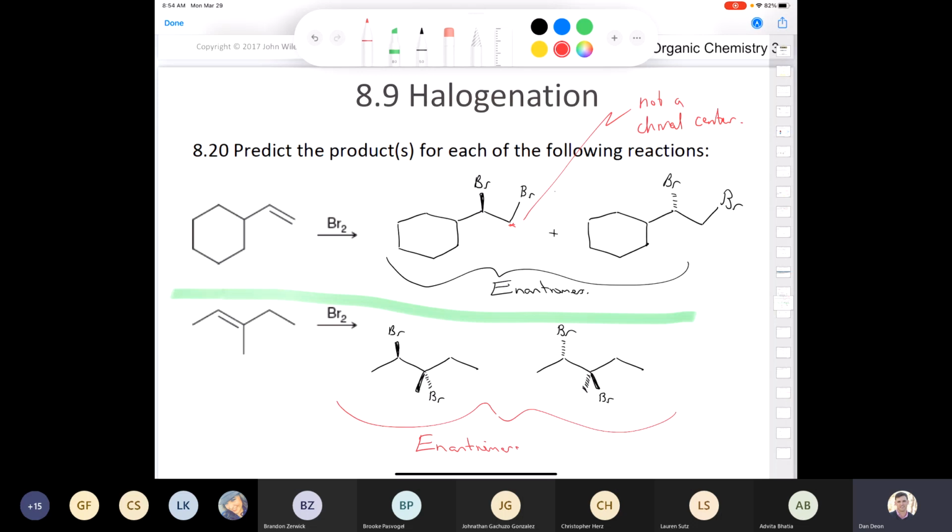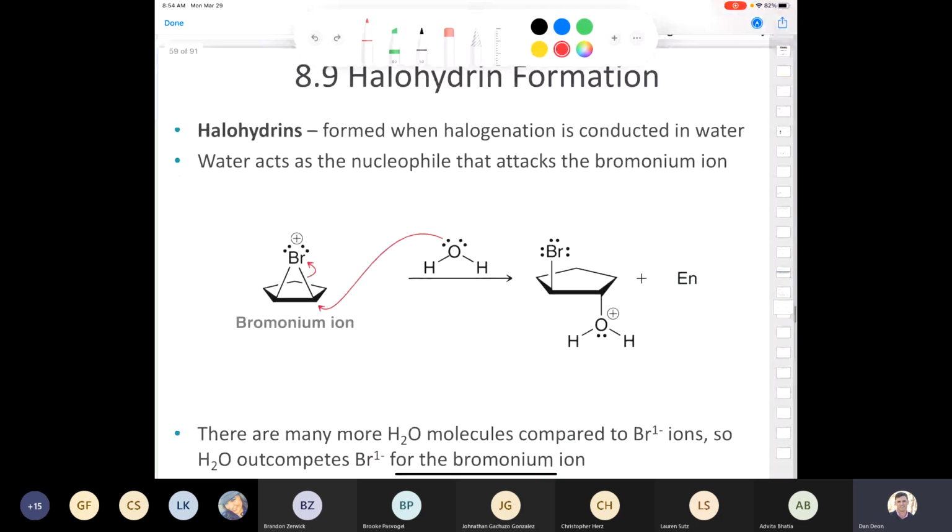Enantiomers. There you go. So bromination or chlorination. Where all these say Br2, that could just as easily be Cl2. And it occurs with anti-addition across a double bond. Well, I promised you that when we look at halohydrin formation, which I thought was a completely separate section, it's not. It's the tail end of this section.